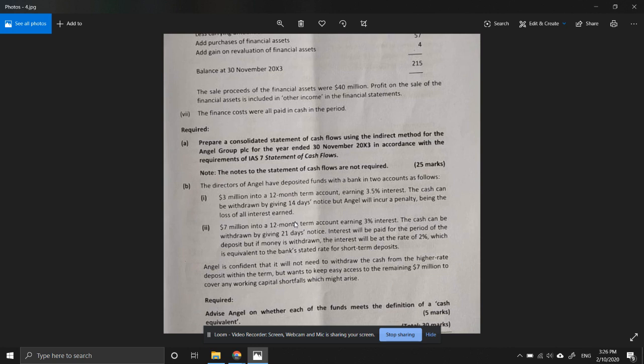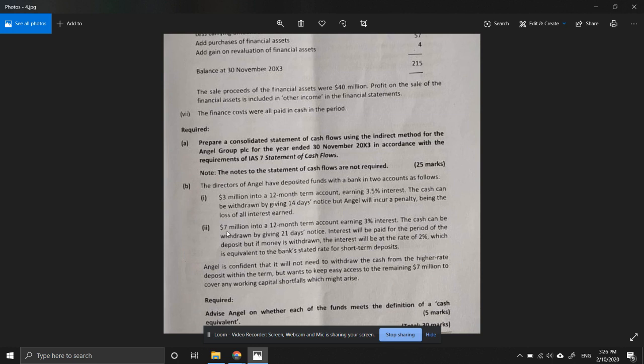Because in order to qualify as cash equivalent, it should be short term, highly liquid, easily convertible into a known amount of cash, and with no significant risk of change in value. Okay, so those are the characteristics that it should possess, which it does not meet. So that's what we will give as the reason.